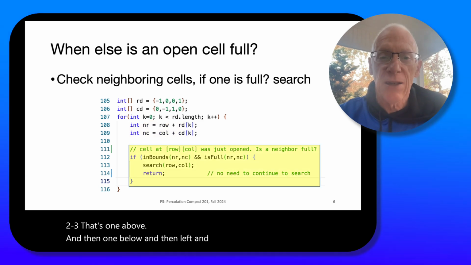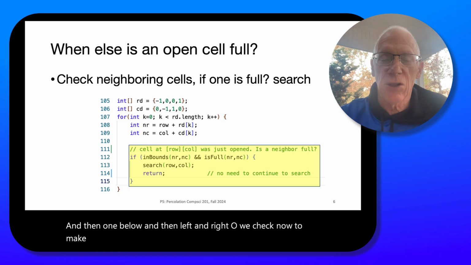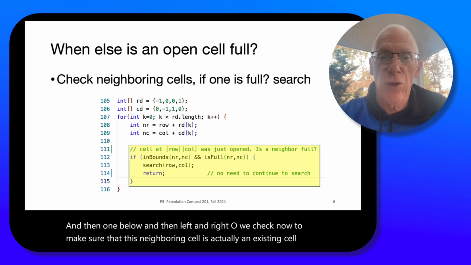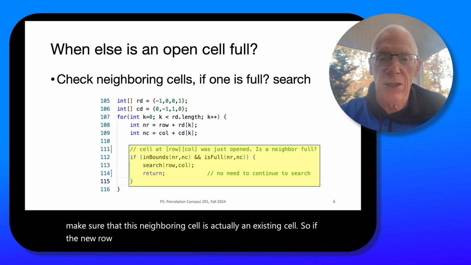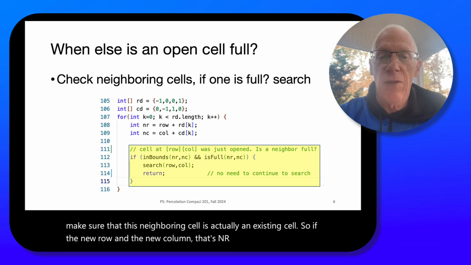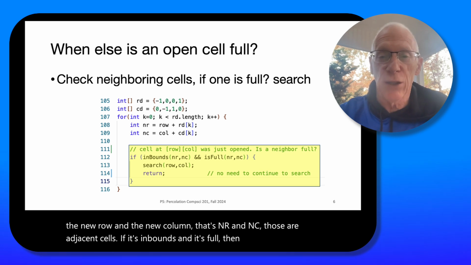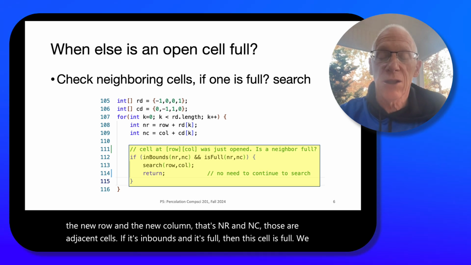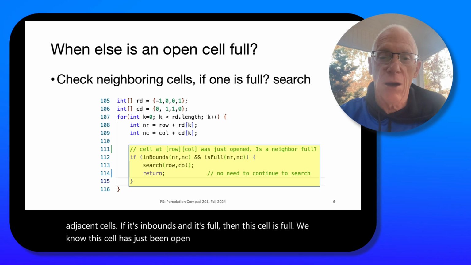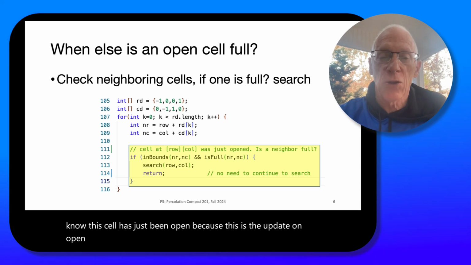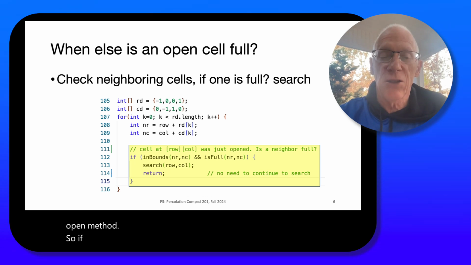So we check now to make sure that this neighboring cell is actually an existing cell. So if the new row and the new column, that's NR and NC, those are adjacent cells. If it's inbounds and it's full, then this cell is full. We know this cell has just been opened because this is the update on open method. So if it's adjacent to a full cell, we call search again.